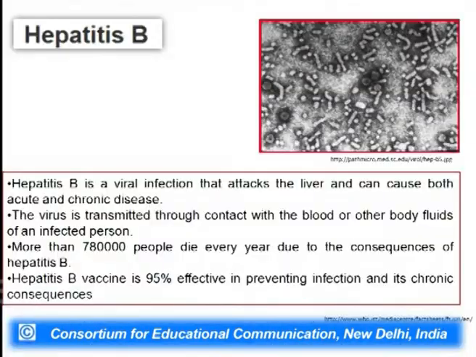Now, how actually does it happen in case of hepatitis B? Let us understand what hepatitis B is. Hepatitis B is a viral infection that attacks the liver specifically and causes both acute and chronic disease. The virus is transmitted through contact with the blood or other body fluids of an infected person. More than 780,000 people die every year due to the consequences of hepatitis B. The hepatitis B vaccine is almost 95% effective in preventing the infection and its chronic consequences.